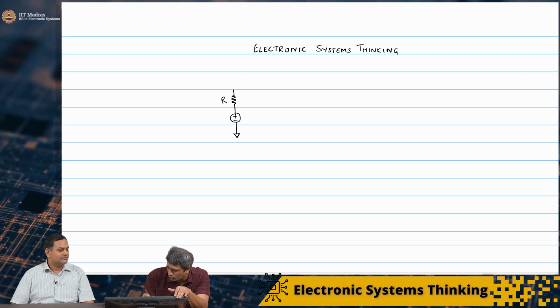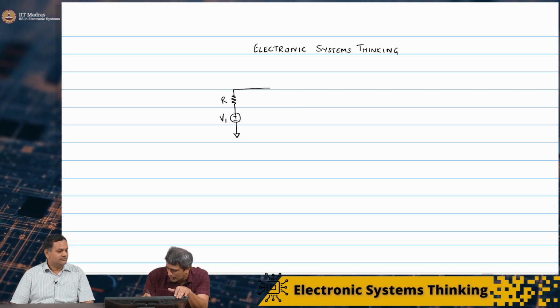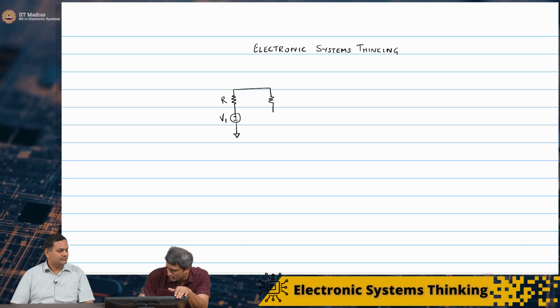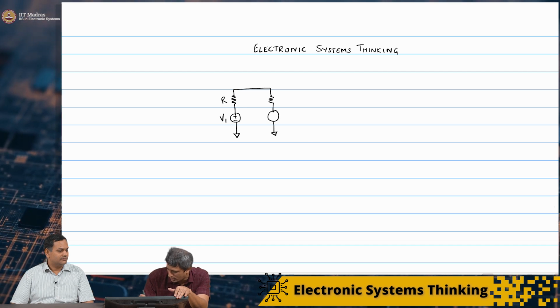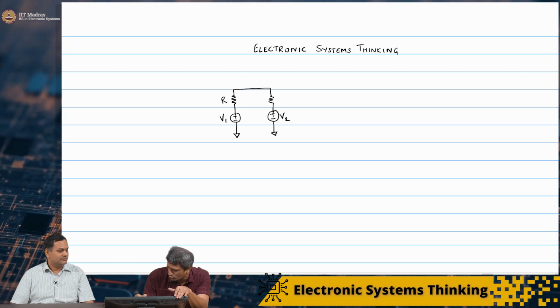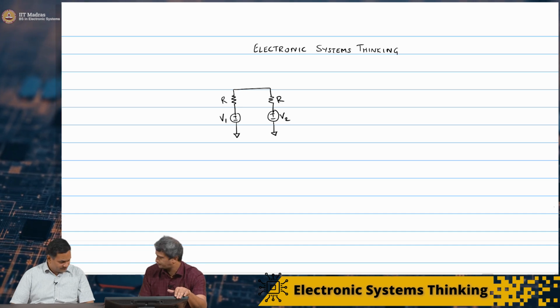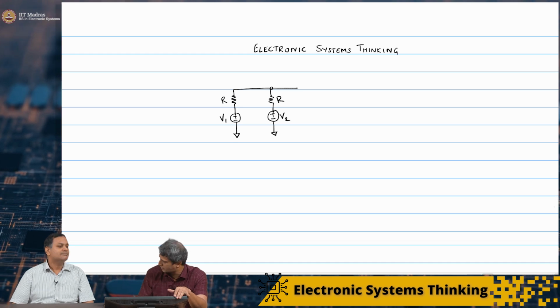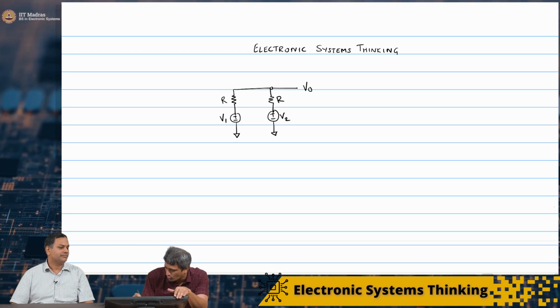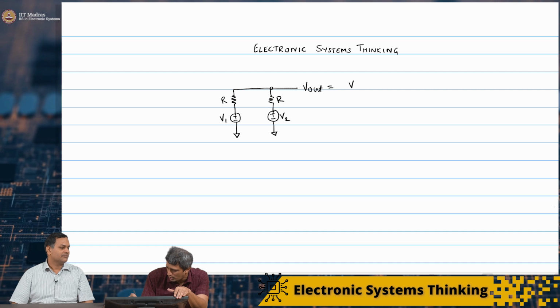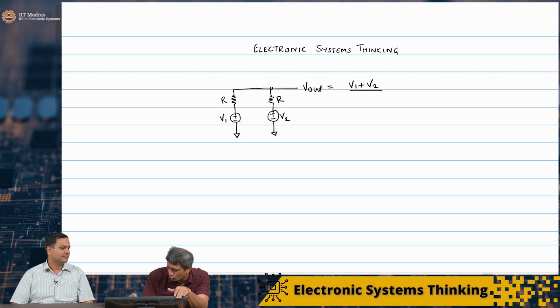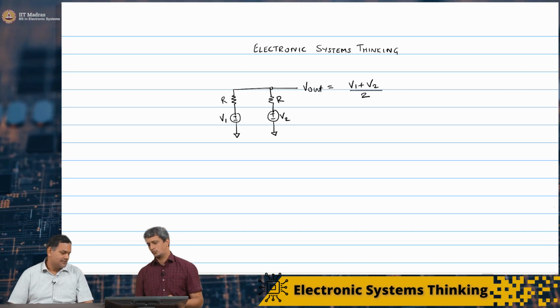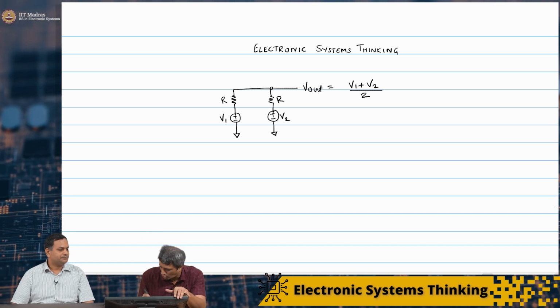So plus minus V1, V2. I don't care about these resistor values, it's just an illustrative example. Both are R, which means we know that if I don't have another load resistor, this V out is going to be (V1 plus V2) by 2. So let us take some concrete example.